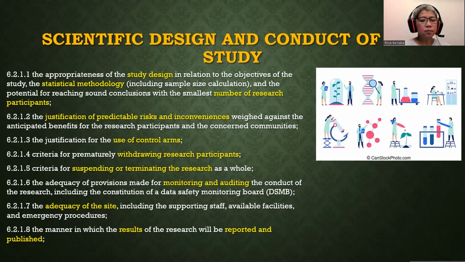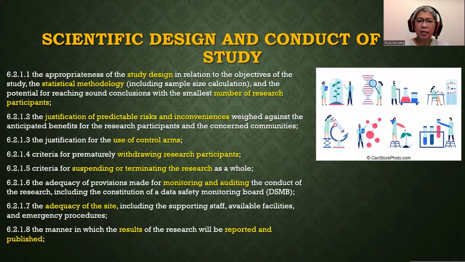Then, the justification for the use of control arms: how many arms are there? Is this a superiority or a non-inferiority study? What are the criteria for premature withdrawal of research participants? Criteria for suspending or terminating the research. What are the provisions for monitoring and auditing? Is there a need for a data and safety monitoring board? And if there's a need for one, is there actually one?